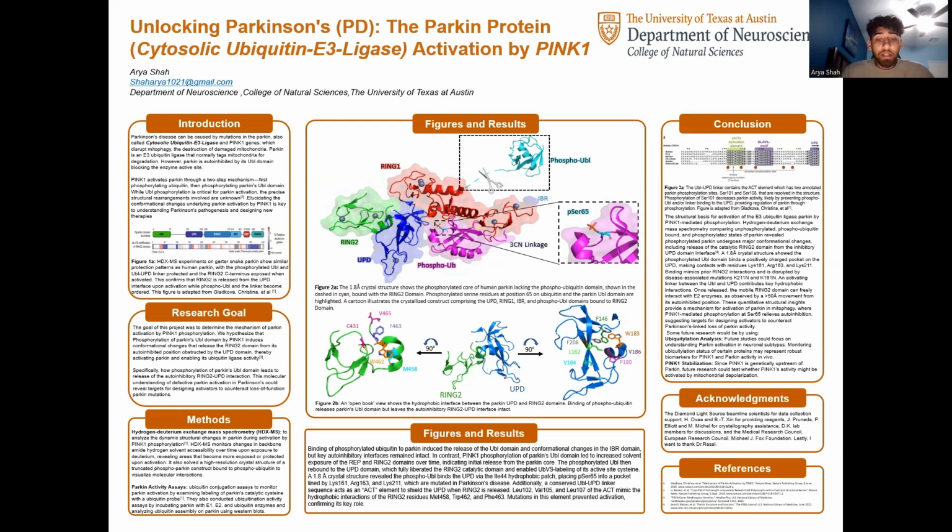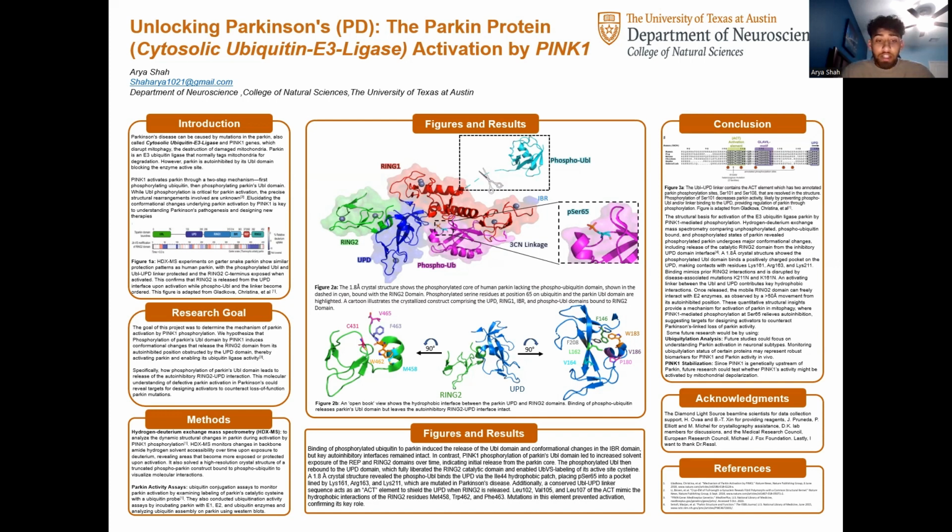Understanding the molecular details of how UBL phosphorylation activates Parkin gives scientists targets to design activators. These activators can mimic UBL phosphorylation to force the ring 2 and UPD domains apart, counteracting the effects of Parkinson's mutations. This could restore normal Parkin activation in patients.